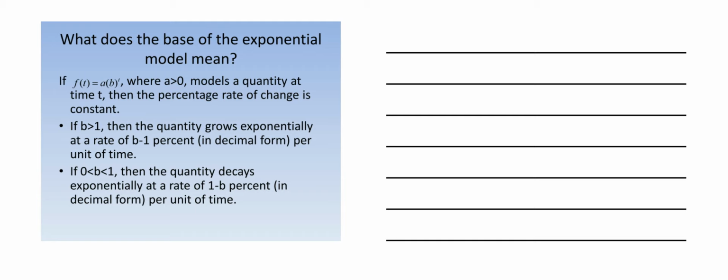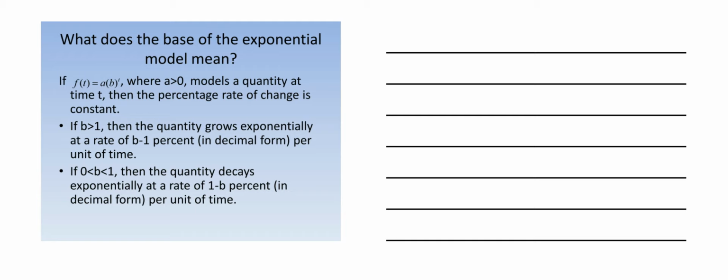What does the base of an exponential model mean? If f of t equals a b to the t, where a is greater than 0, modeling a quantity at time t, then the percentage rate of change is a constant. If b is greater than 1, then the quantity grows exponentially at a rate of b minus 1, in decimal form, per unit of time.